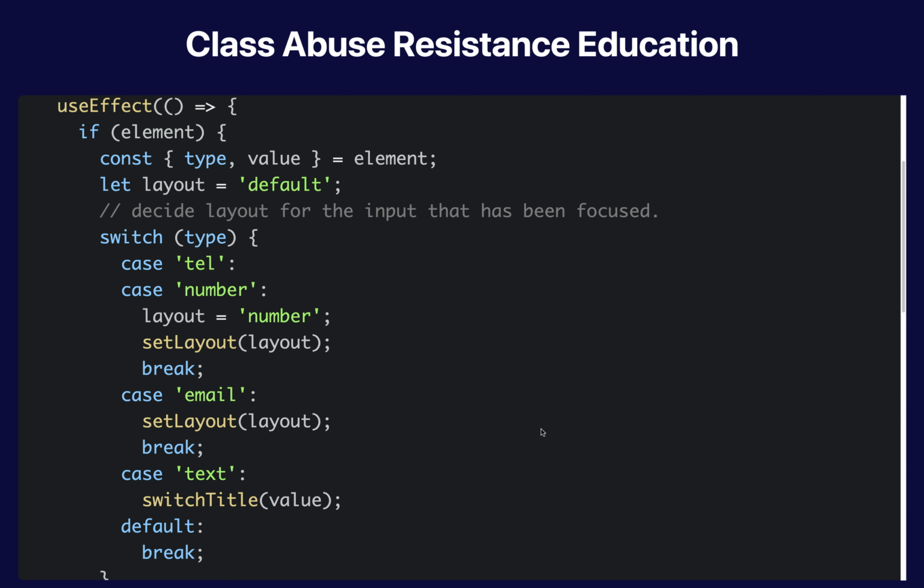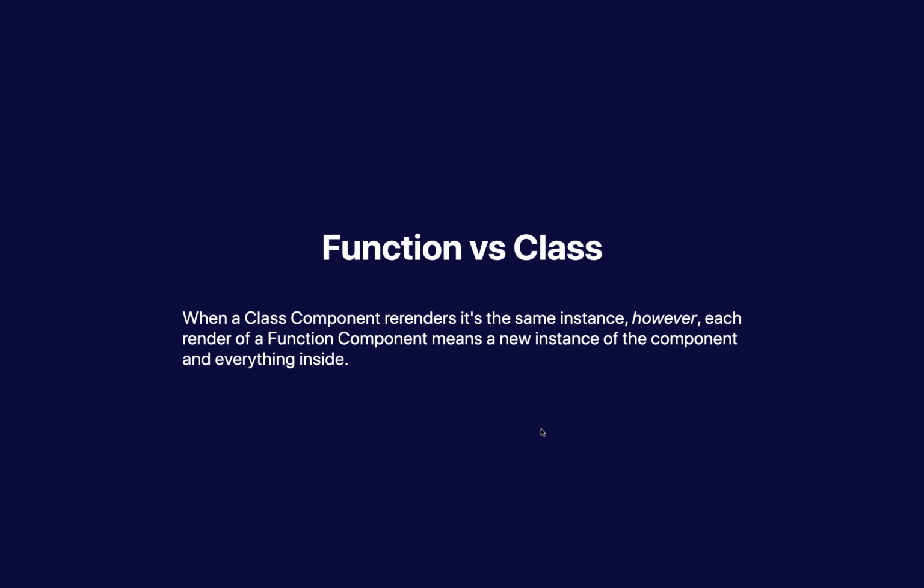There is one thing that you need to be aware of though when comparing functions and class components. When a class component re-renders, it's the same instance. It's not a new copy of that class. It just updates internally and renders that new view, so to speak. But every time a function component is re-rendered, it's a new instance of that function component and everything inside, including all the functions and so on. And sometimes that can be a bad thing, but there are ways to avoid it, and we'll talk about that in more depth in the hooks video.